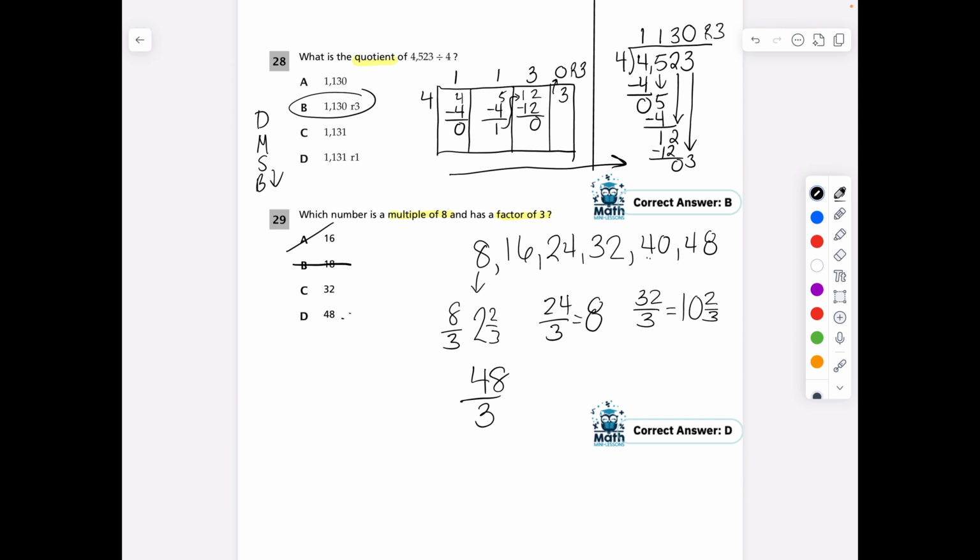48 divided by 3. Well, I will say there is a way to look at a number and know if it's a multiple of 3. I'll tell you after this one. You're going to be like, why didn't you start with that, Sarah? All right. 48 divided by 3.